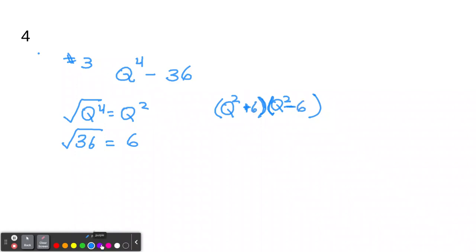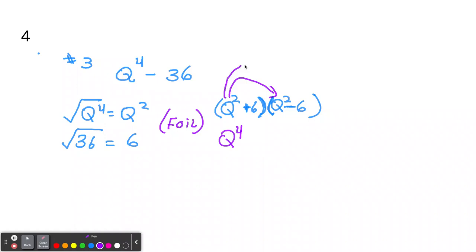Now we can check it. Here's a different color, why not? We'll check it with FOIL, right? First, outside, inside, last. So the first term times the first term, q squared times q squared, is q to the fourth power, right? So we have our first one there.